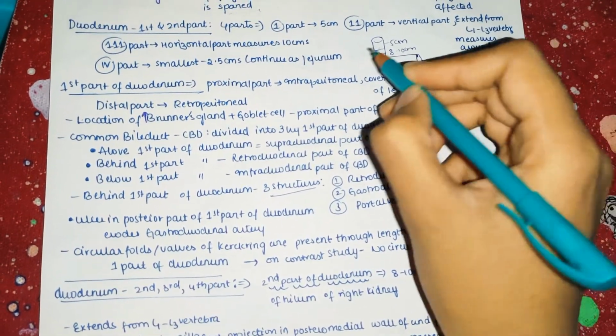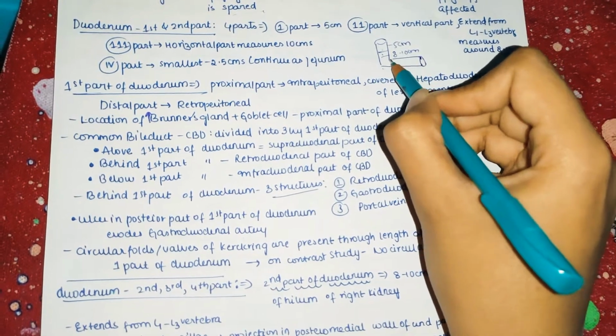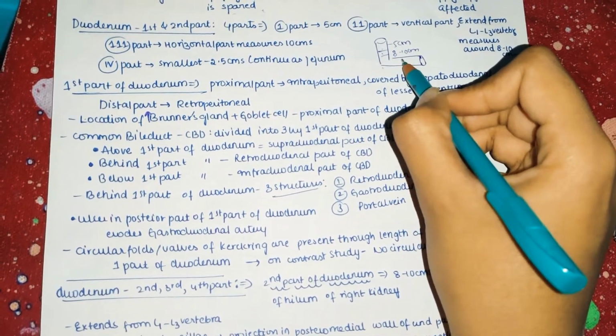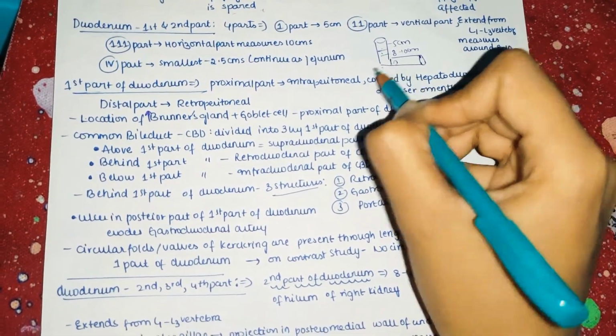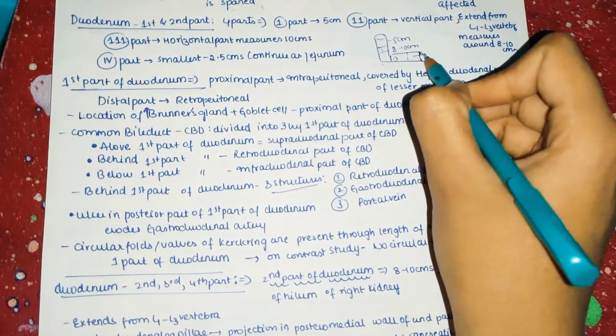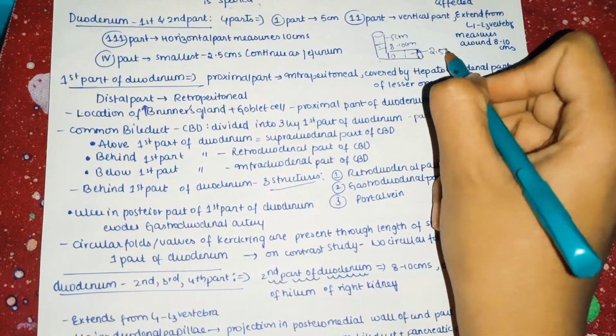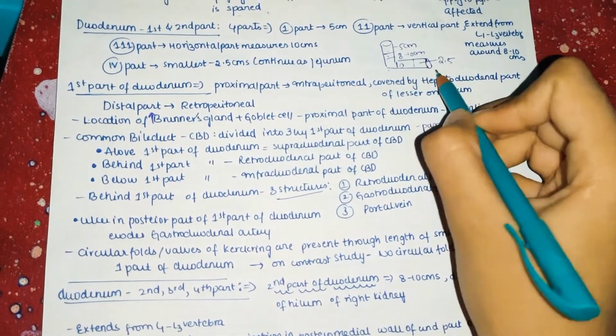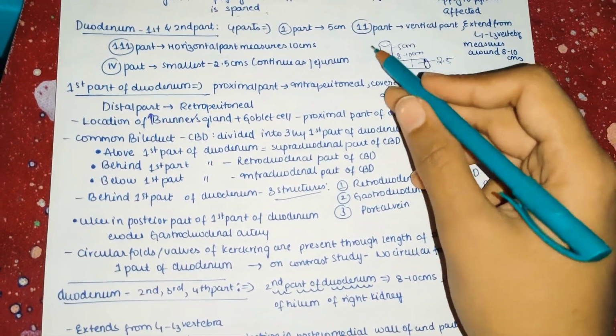Okay. And the next one you have is the third part, this one. The third part is horizontal part. It is measuring about 10 centimeters. And the last one is the fourth part, which is the smallest part. It is just 2.5 centimeter and it will continue as jejunum. Okay, so these are the four parts of duodenum.